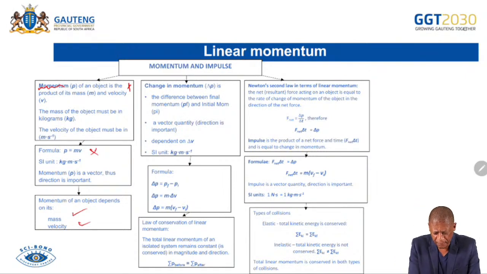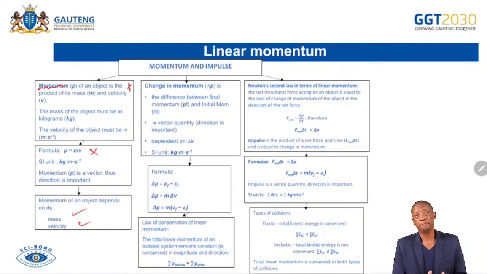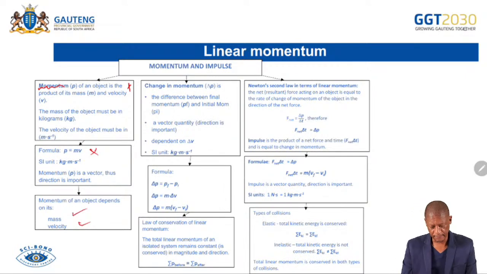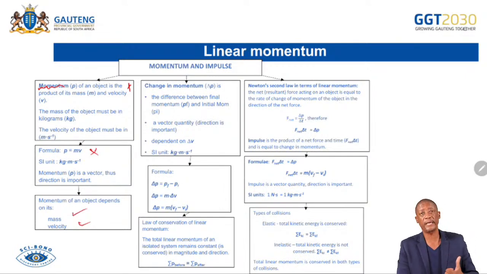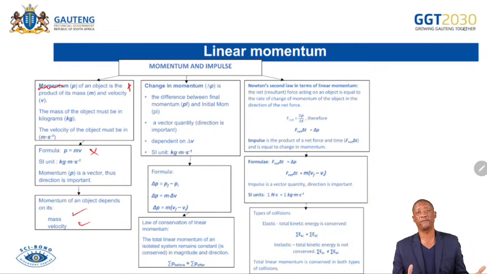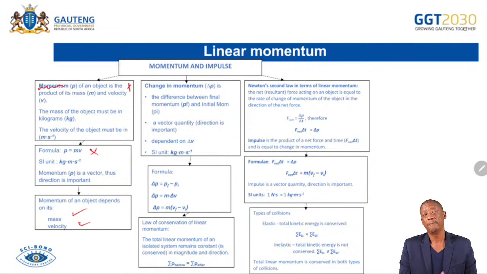Is the difference between the final velocity and the initial velocity. That is the change in momentum. And what we are going to look at in change in momentum is that it is a vector quantity. We know that a vector quantity must have what? A magnitude and a direction. That is a vector quantity.